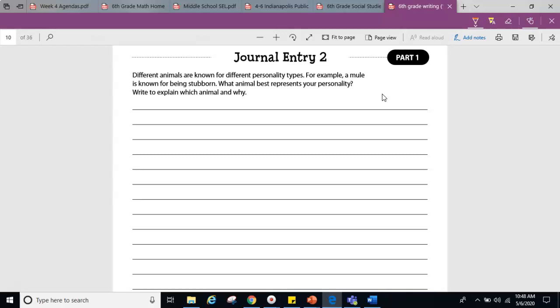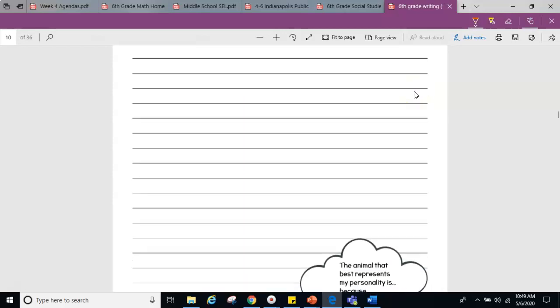I love this journal entry, and I'm very excited to see what you guys come up with for what animal best represents your personality. When you're done with this journal entry, please send it to me. I would love to see it. And in turn, when you send me yours, I will send you mine. I'm sure you all have some guesses as to what animal best represents my personality.